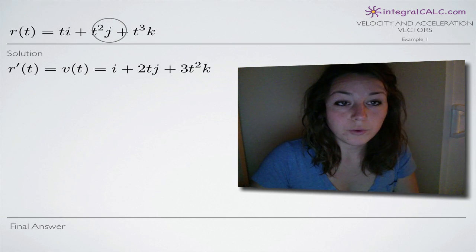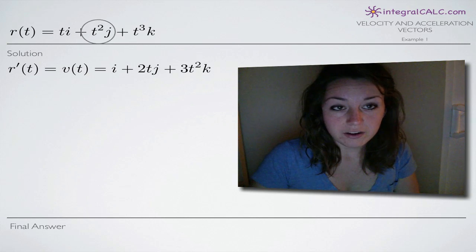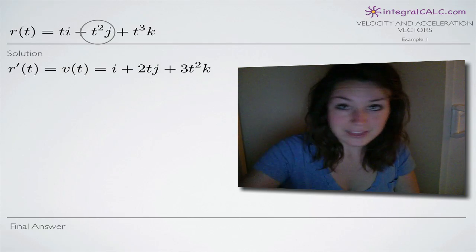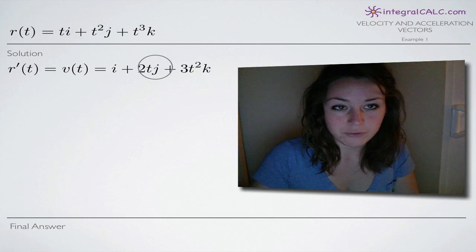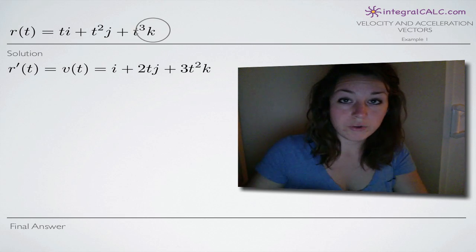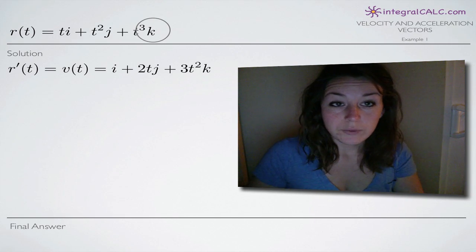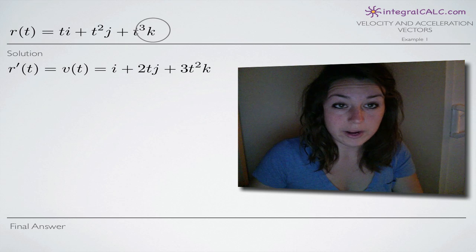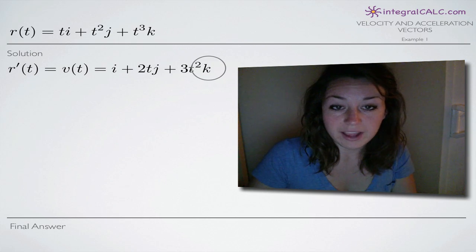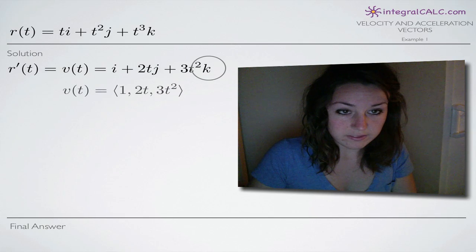So for this t squared j, pretend the j is not there, take the derivative of the t squared, and you're going to get 2t, and then just smack the j back on, and you get 2t times j. And then again, with this t cubed k, ignore the k, we've just got t cubed, we take the derivative and we get 3t squared, and then put the k back in, and we end up with 3t squared k. So that's the easiest way, I think, to take the derivative.